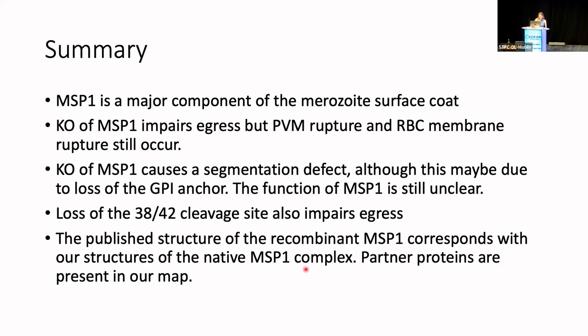We've also shown that loss of the 38/42 cleavage site of sub1 on MSP1 also impairs egress. The published structure of recombinant MSP1 corresponds with our structures of the native MSP1 complex, and partner proteins are present in our map.